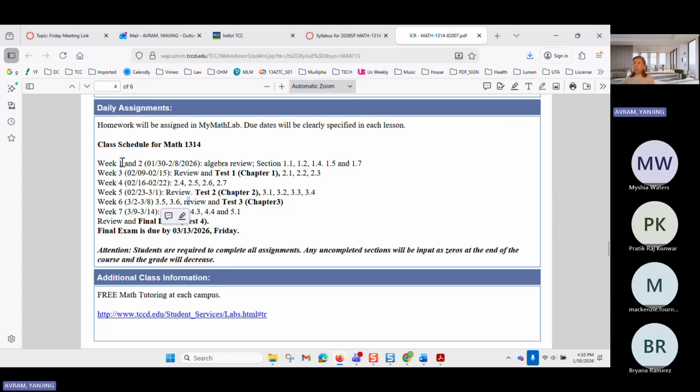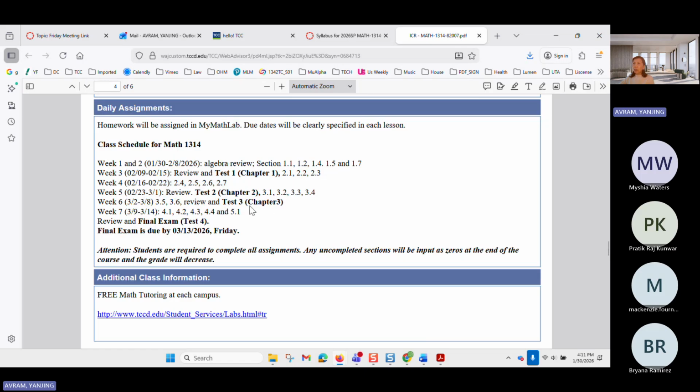So in week 1 and 2 we have algebra review, and actually this one I think is a little bit different. Test 1 includes only chapter 1. I will fix the other one right here. This is the correct one. Test 1 will include chapter 1, which has sections 1.1, 1.2, 1.4, 1.5, and 1.7. And chapter 2, which is a little bit more, has sections 2.1 to 2.7. So that is test 2.